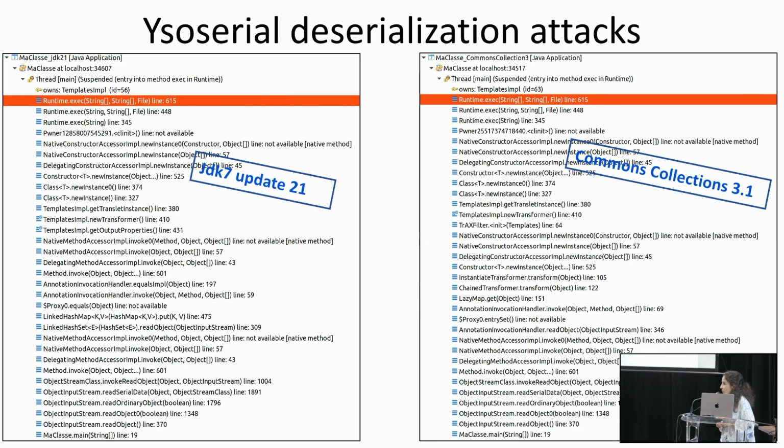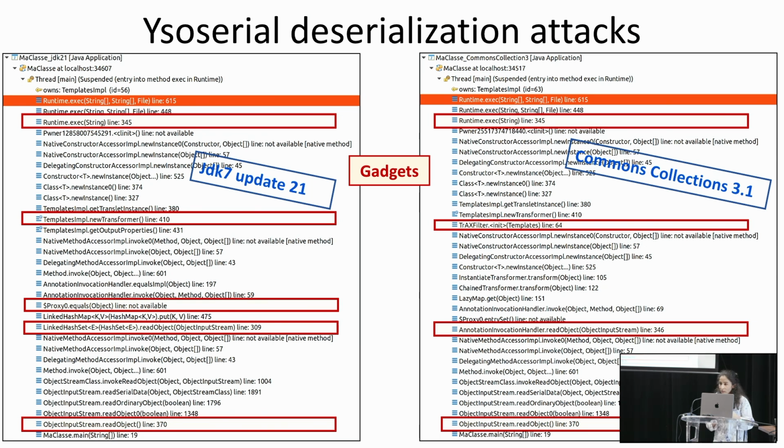I show you here two call stacks of two attacks in YSOSerial. The first one, on the left side, is for JDK 7 update 21 version, and the other one depends on a library called Commons Collections 3.1. When studying these call stacks, we were extracting what we call gadgets. A gadget is a method that is using a field or attribute that can be controlled by the attacker. For example, in Pharo, you have the method readFrom, which takes as parameter a stream or a string, which can be controlled by the attacker. Then we consider it a gadget.